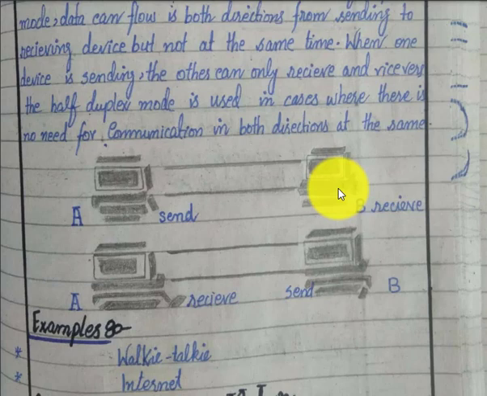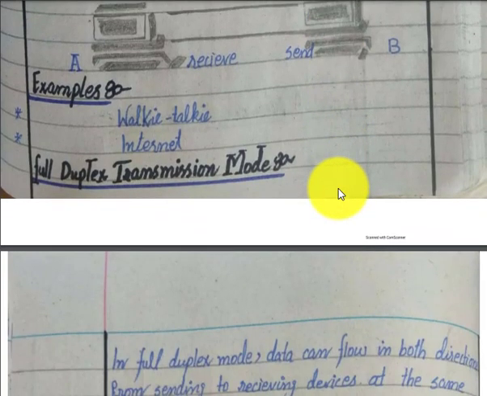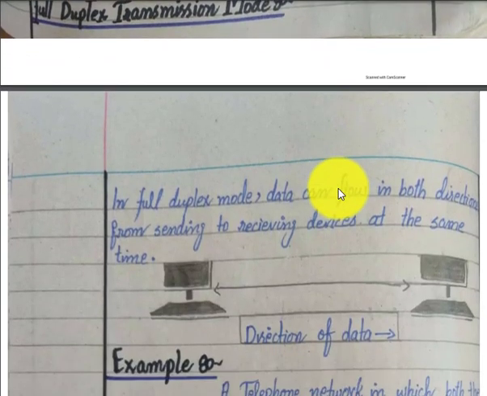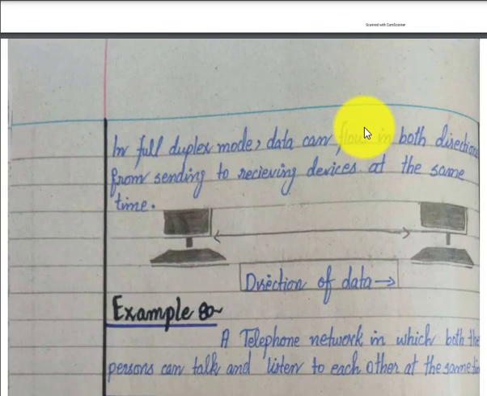The concept is very simple and clear: half duplex means the data flow between the devices must be bidirectional, but they cannot send and receive data at the same time, right? So full duplex, full means complete, duplex means two, bidirectional. In full duplex mode, data can flow in both directions from the sending to the receiving device at the same time. So that is the difference between half duplex and full duplex.